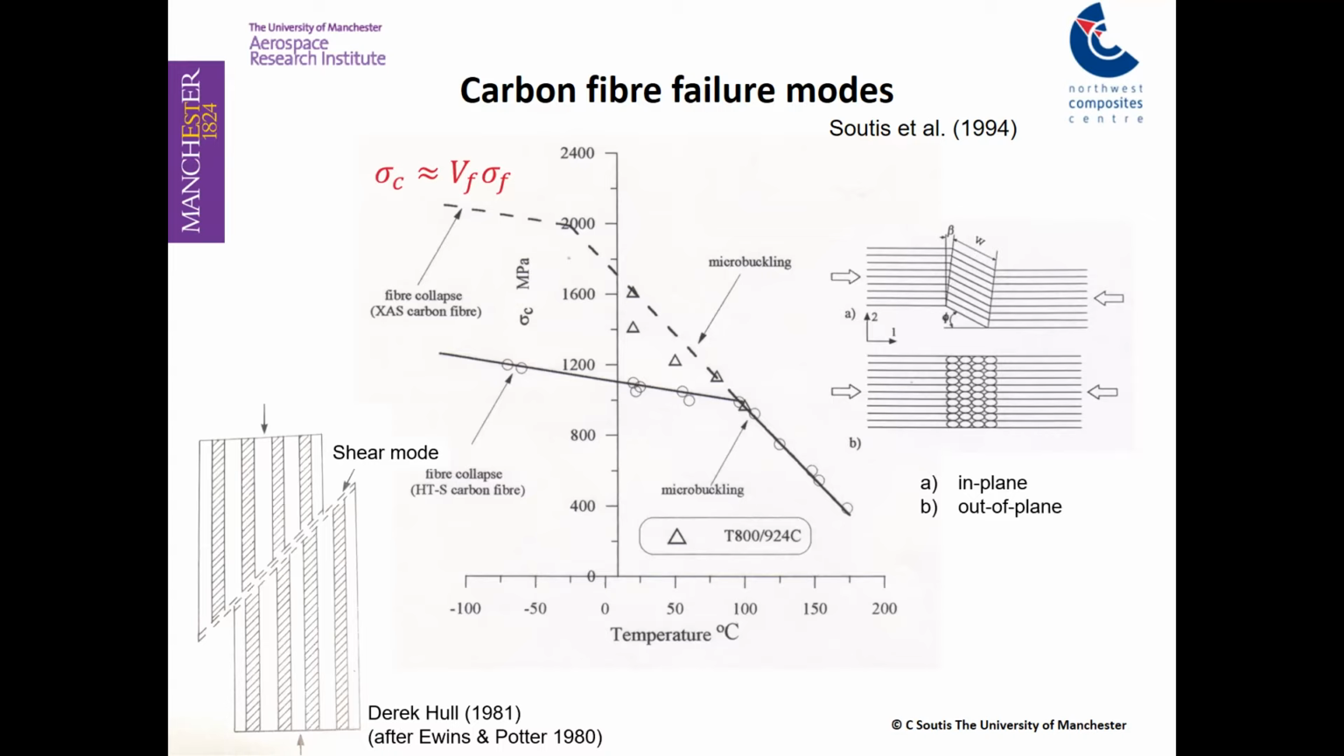And if you go to higher temperatures, the mode remains fiber microbuckling, but it becomes kind of out of plane, which happens at lower applied loads. And to really switch back to shear mode of failure, you have to test at minus 40 Celsius, minus 50 Celsius. So as you can see, for modern carbon fiber epoxy systems, the dominant damage mode is fiber microbuckling, which is a fiber instability damage mode.